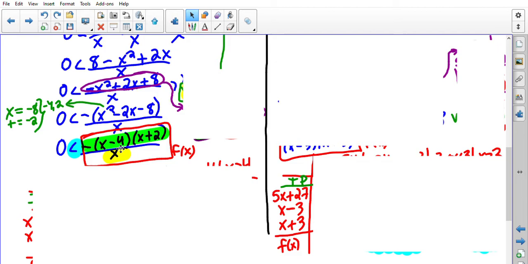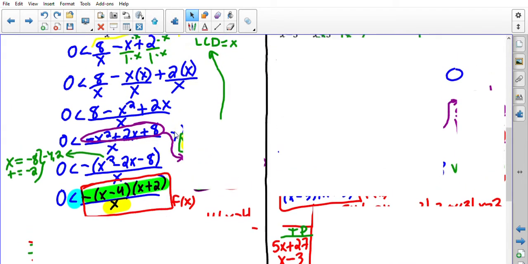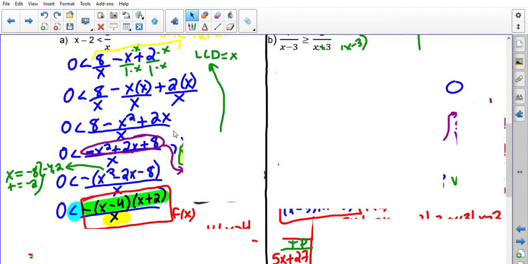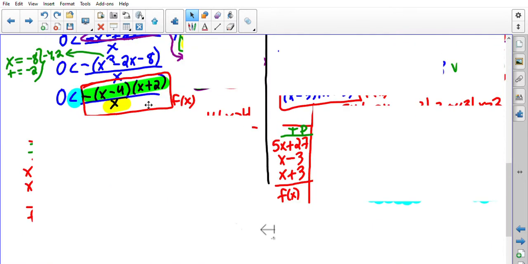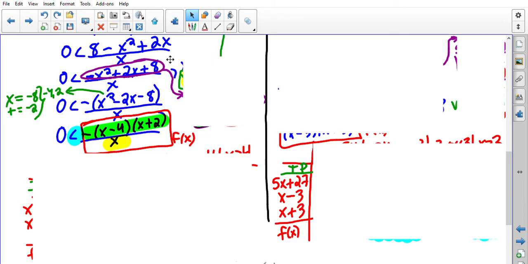And the reason I wanted you guys to put the numerator into factored form is because, remember, before we do our interval chart, we need to know what the x-intercepts are. And we know what the x-intercepts of rational functions are wherever the numerator equals 0. So if I want to know where the numerator equals 0, that would have been really hard to find from the purple form, because later on I would have had to factor anyway.